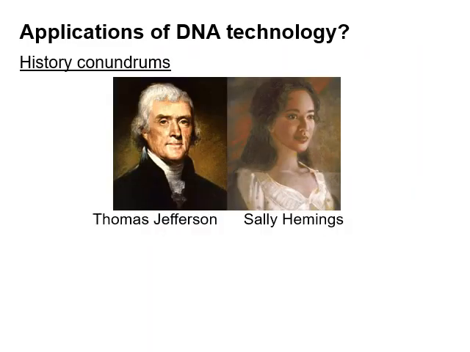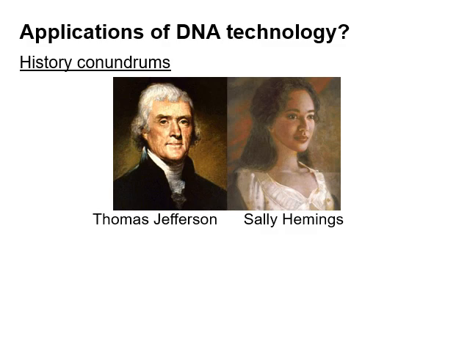Another kind of interesting application of DNA technology is figuring out what happened in the past. So looking at history conundrums, for instance. Right, so I'm assuming most of you recognize the guy on the left, Thomas Jefferson, one of the founding fathers of the United States. Probably fewer of you know who Sally Hemings was. Sally Hemings was a slave of Thomas Jefferson, and for many, many years, historians speculated that some of the children that Sally Hemings had were those of Thomas Jefferson.